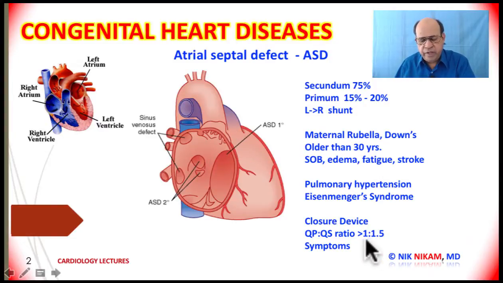Increased shunts with a QP/QS ratio of greater than 1:1.5. There is enlargement of the left atrium, there is enlargement of the right atrium and the right ventricle. In extreme cases, the atrial septal defect can lead to pulmonary hypertension and Eisenmenger's syndrome, which we are going to talk about later on in this presentation.